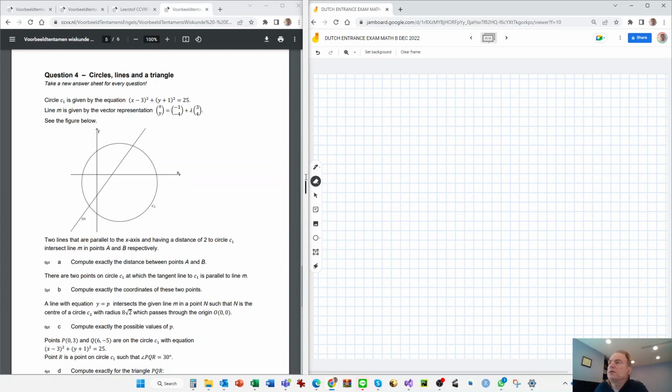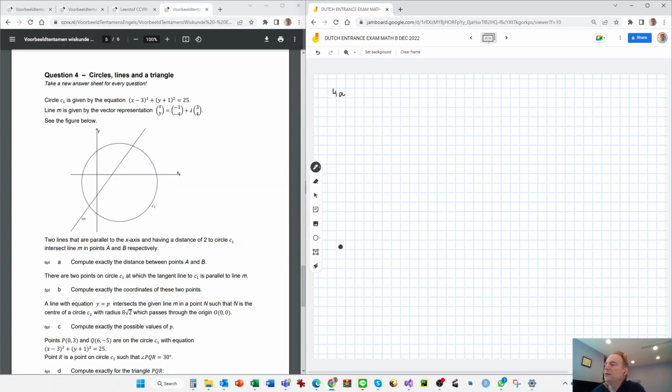So we have a circle given here, and a line M with a vector representation, shown here. Then they say two lines that are parallel to the x-axis and having a distance of 2 to circle C1 intersect this line M in A and B, and compute the distance between A and B. Basically we need to calculate A and B and then calculate the distance.